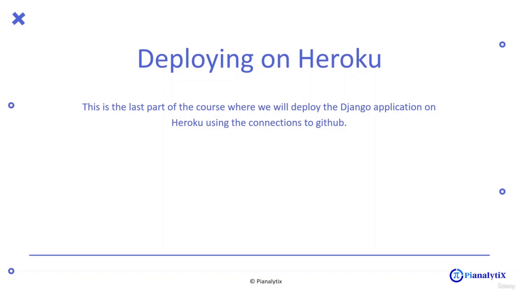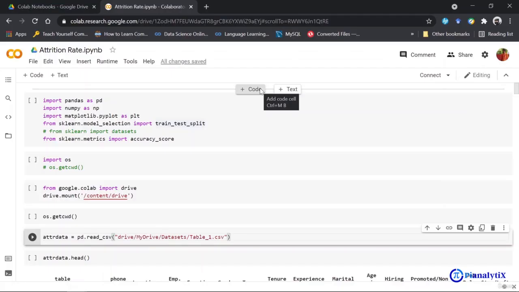Now we start off with the first part, that is building our ML model for attrition prediction. This is the first part of the course where we pre-process our data and build our prediction model. First, we are importing the libraries, and you can see libraries like pandas, numpy, and matplotlib, which we are going to use for data handling and data manipulation.